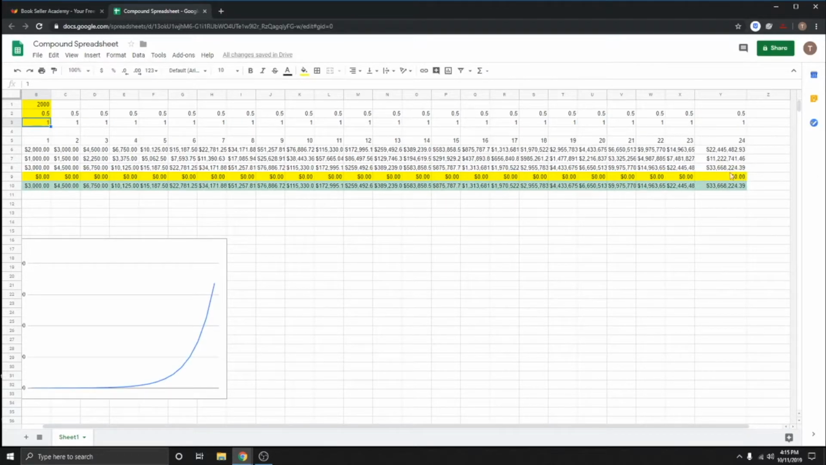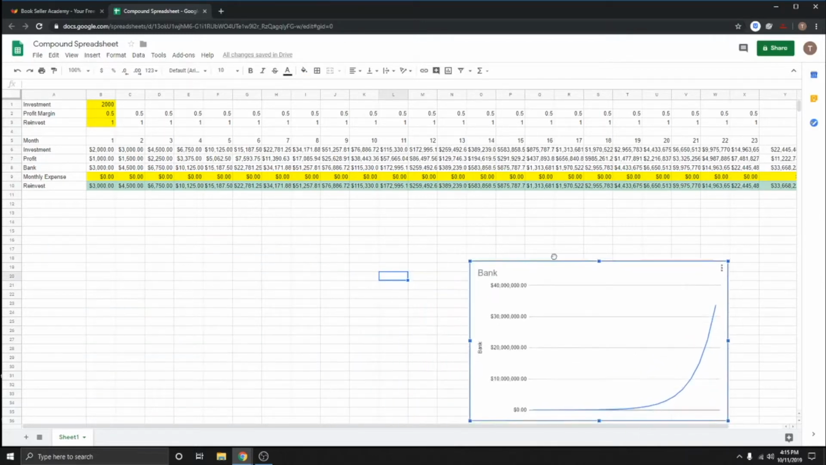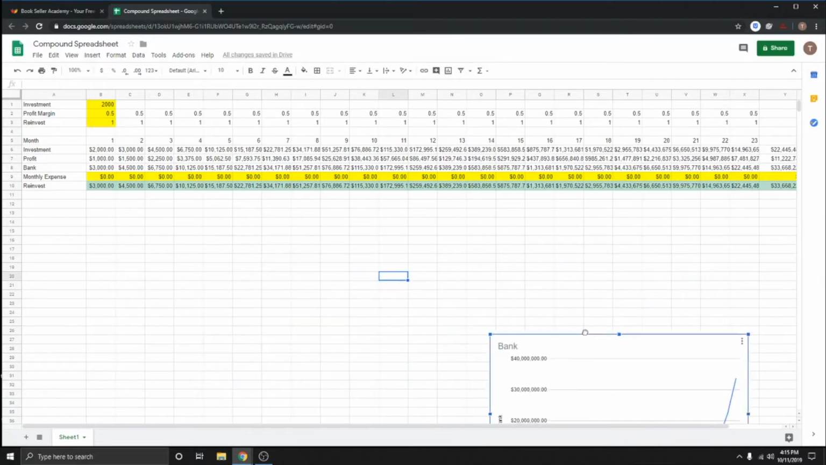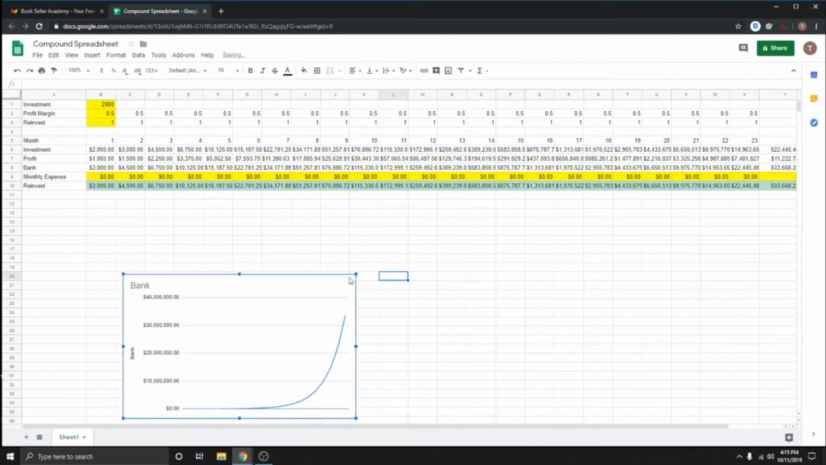Look at that. We're looking at a $33 million bank account, right? But let's be realistic here. So let's pull this bank aside. I'm just going to pull it down right here, or we'll make it a little smaller.